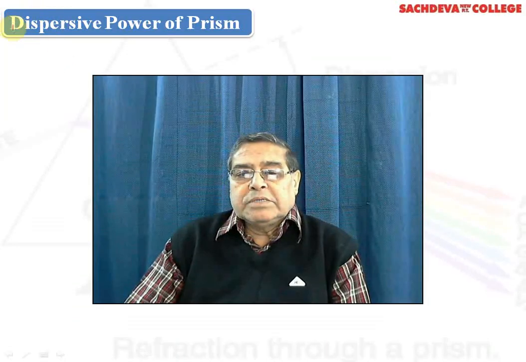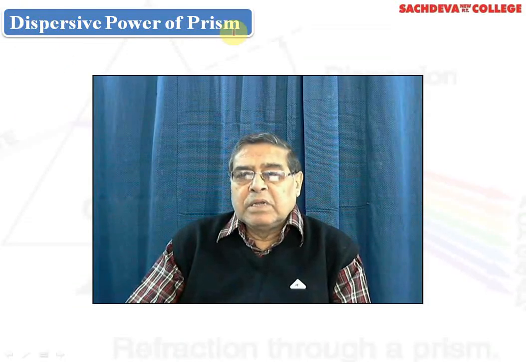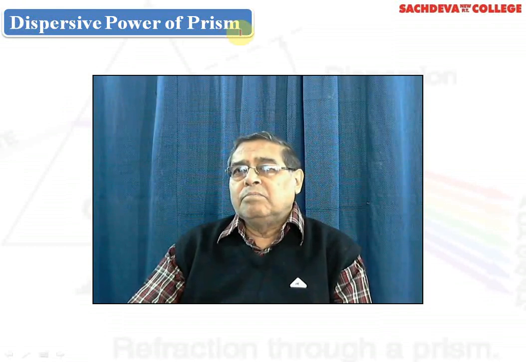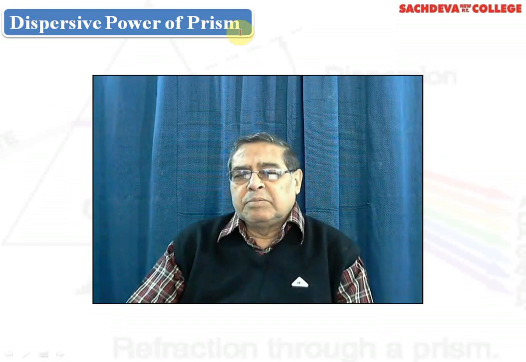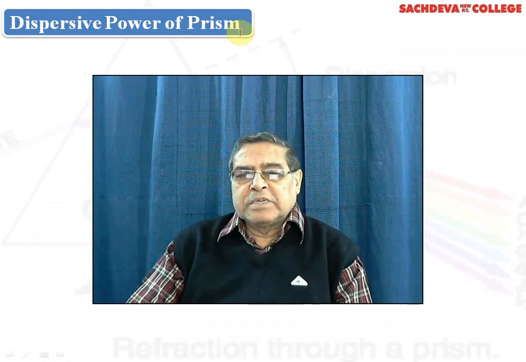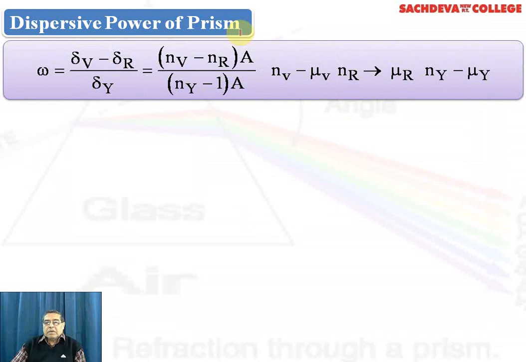Now we come towards dispersive power of the prism. That is the magnitude of dispersion, meaning how much angle there is between the two lights. So the dispersive power of the prism, where omega represents the dispersive power, is delta V minus delta R divided by delta Y, where delta Y stands for the deviation of yellow light.